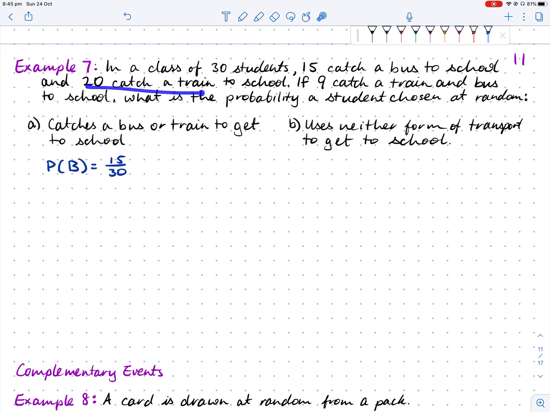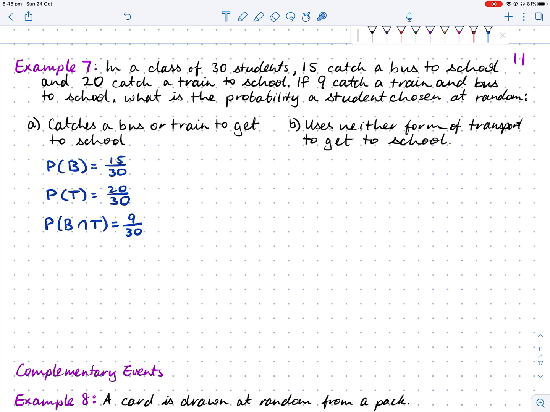We've got 20 who catch a train, so the probability of catching a train is 20 out of 30. And then we've got 9 people who catch a train and a bus. So that would be B intersection T, and that's going to give us 9 out of 30.